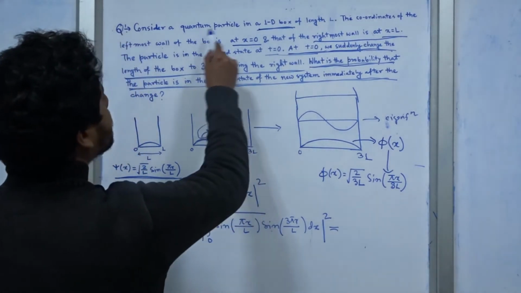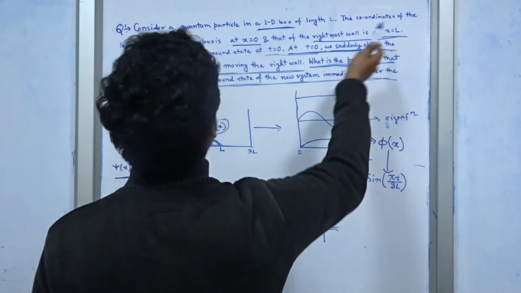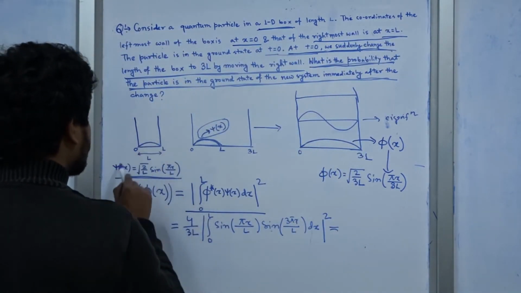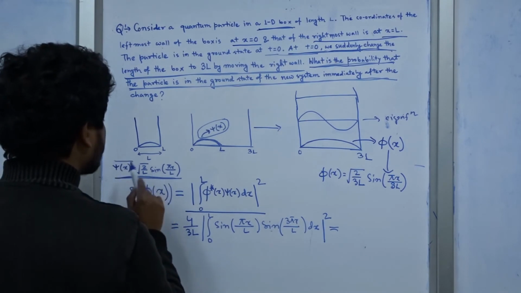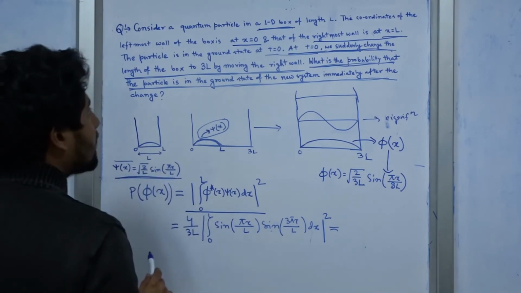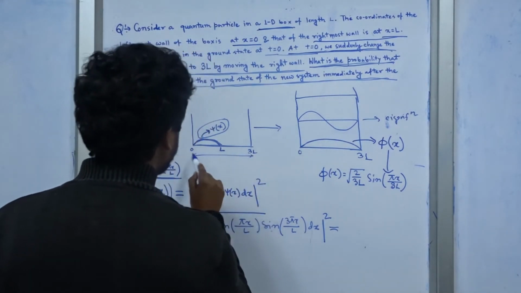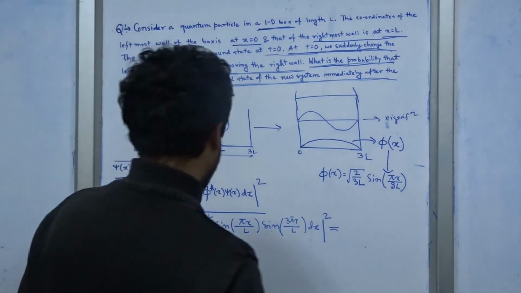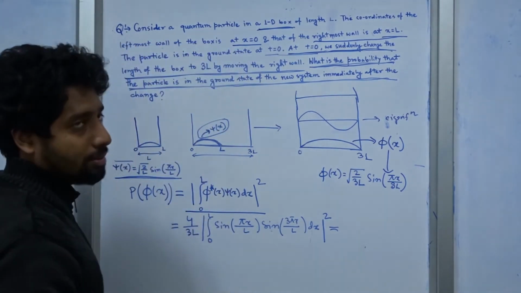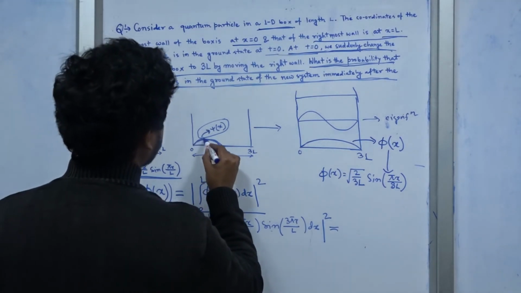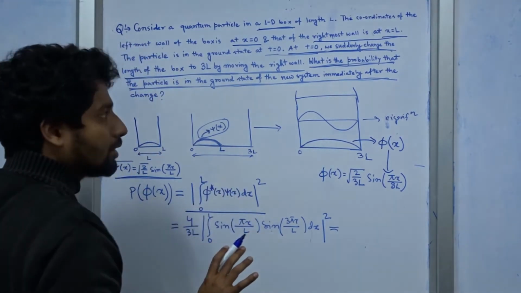So consider a quantum particle in a 1D box of length L. The coordinates are given by 0 to L. This is the initial state of the particle, the ground state of a 1D box of length L. Now we suddenly change the length to 0 to 3L, but we change it so suddenly that the wave function is lazy to change itself. So the wave function remains in its original situation.